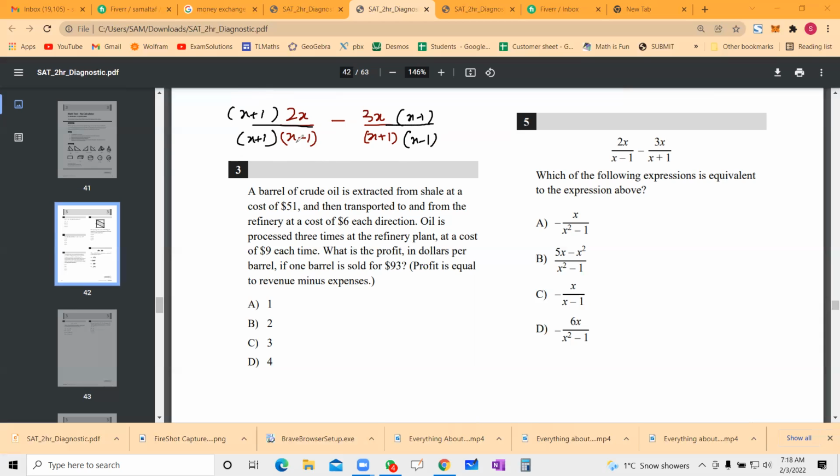So that the denominators will be the same. See, x plus 1 times x minus 1, x plus 1 times x minus 1. So now the denominator is the same, right? And now on the top, how much will it be?